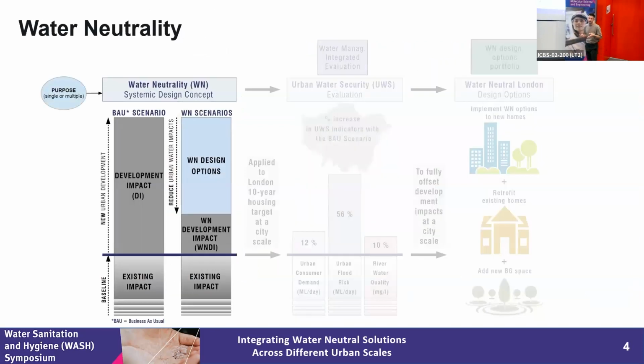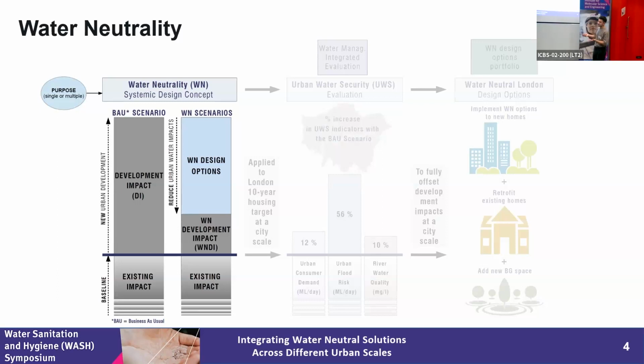But what exactly is water neutrality? How do we understand this concept? Water neutrality always starts with some existing impact. That's what we call the baseline, and that's what we currently have in the city before any new urban development. Once we have new urban developments in the city, they could happen in 2 different ways.